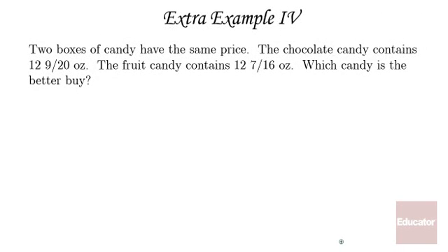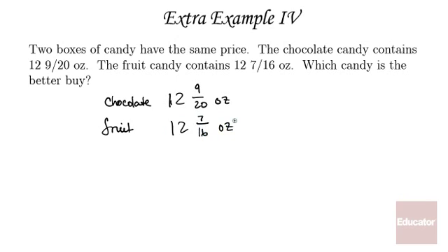2 boxes of candy have the same price. The chocolate candy contains 12 and 9/20 ounces. And the fruit candy contains 12 and 7/16 ounces. Which candy is the better buy? Well, I need to make the denominators the same so that I can compare. The 12 and the 12 are not going to give me any information here because they are the same. So really what I'm going to be doing is comparing these two fractions, 9/20 and 7/16.